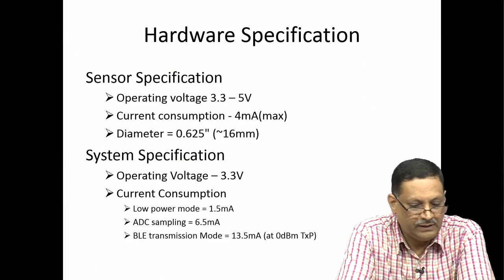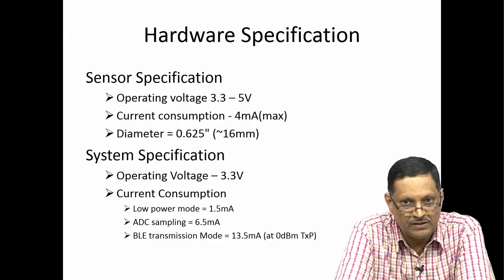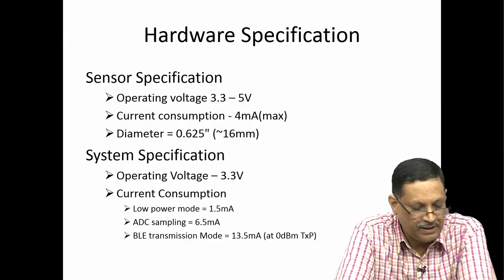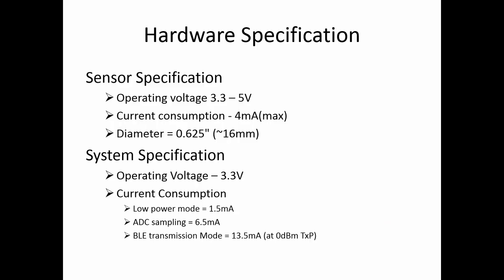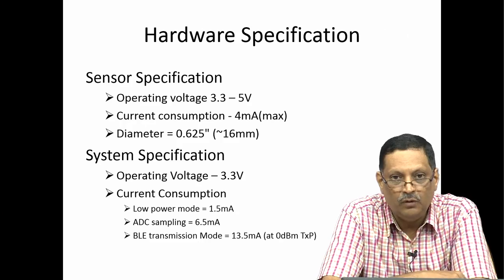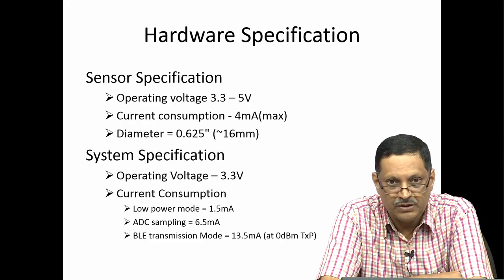The hardware specification, this is again from what the sensor manufacturer has mentioned. The sensor operates between 3.3 and 5 volts. The current consumption is roughly 4 milliamperes maximum. The diameter of this is also mentioned.